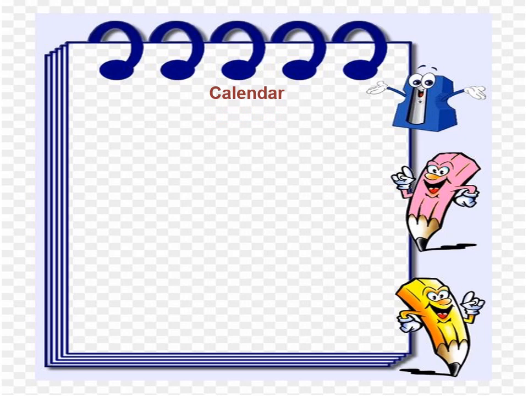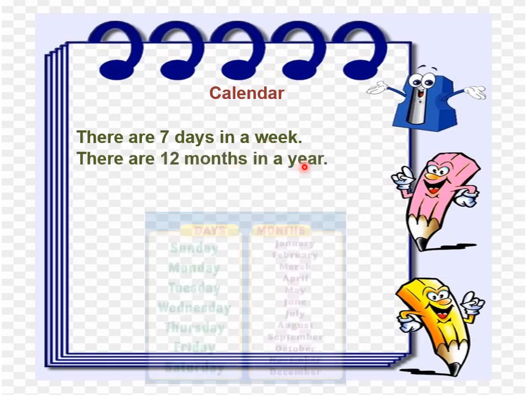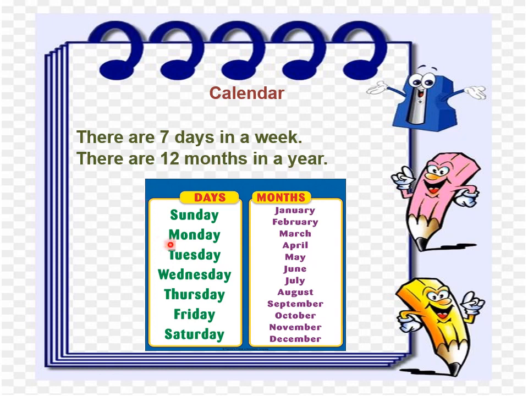So now we will see about the calendar. There are 7 days in a week. There are 12 months in a year. First we will see the days of the week: Sunday, Monday, Tuesday, Wednesday, Thursday, Friday, Saturday. And there are 12 months in a year. They are January, February, March, April, May, June, July, August, September, October, November, December.